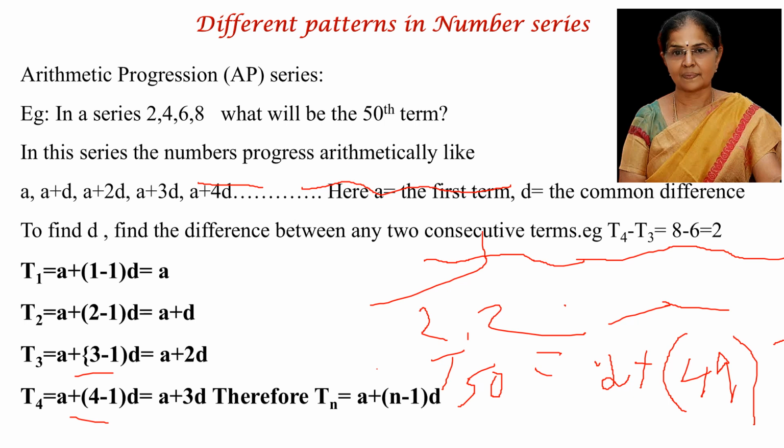So first remove the bracket. 49 into 2 is, sorry, 98. 49 into 2 is 98. Plus 2 is 100. So the 50th term is 100. So you have to know this formula: nth term T is equal to A plus n minus 1 into D. You have to learn this formula for arithmetic progression series, AP series.